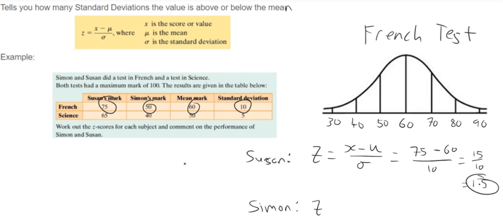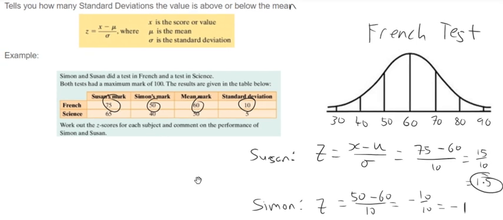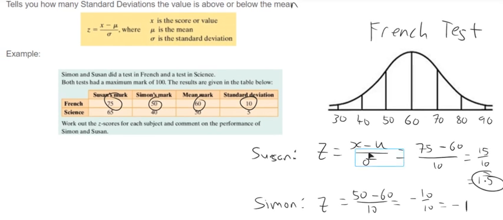So therefore his z-score would be 50 minus the mean, which is 60, over 10. So we're getting minus 10 over 10, which is minus 1. So therefore he's 1 standard deviation below the mean. So his z-score is minus 1. So that's what z-score really works out.